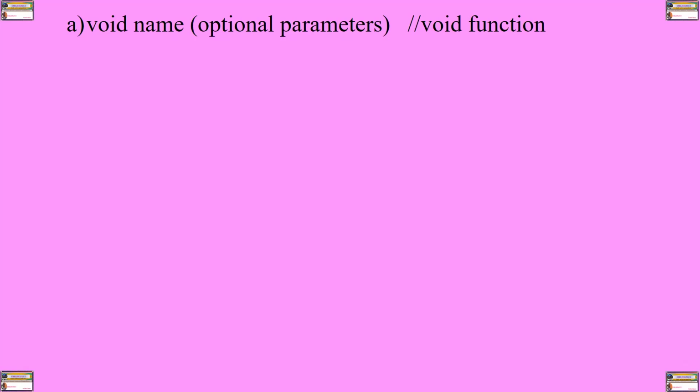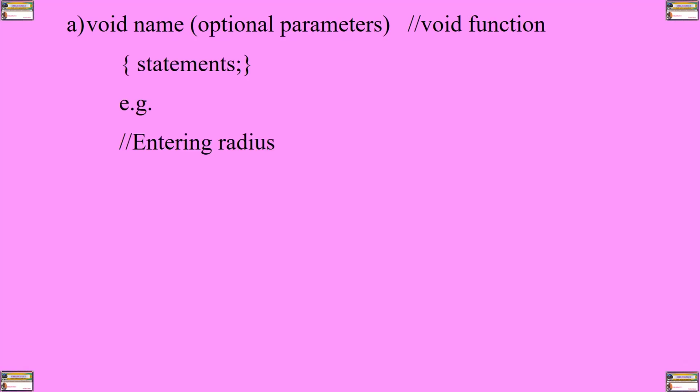Just as we discussed in the previous presentations in this series under subprograms, when you are writing a void function, you begin with the reserved word void, followed by the name of the function and optional parameters enclosed in parentheses. And then we have the body, which consists of the opening brace and the statements to be executed, each statement terminated by a semicolon, and the closing brace.